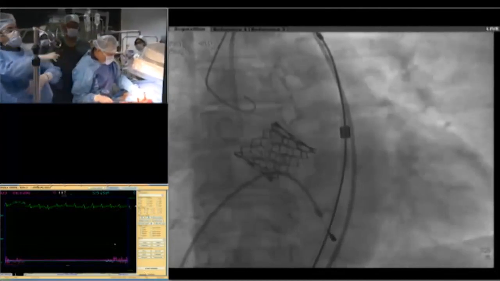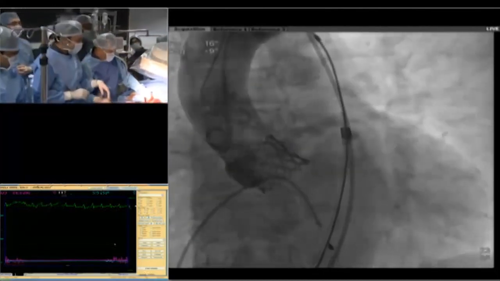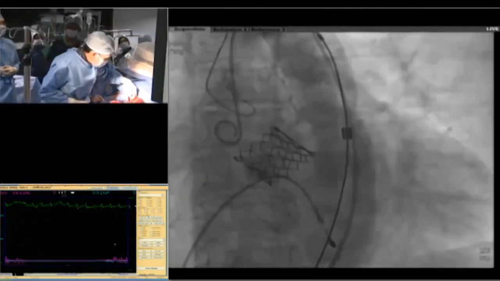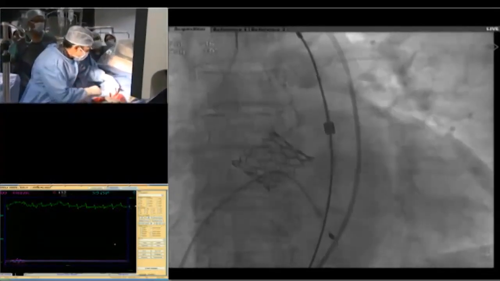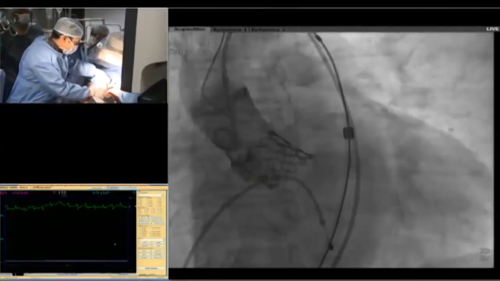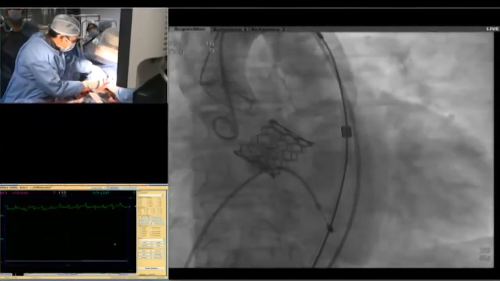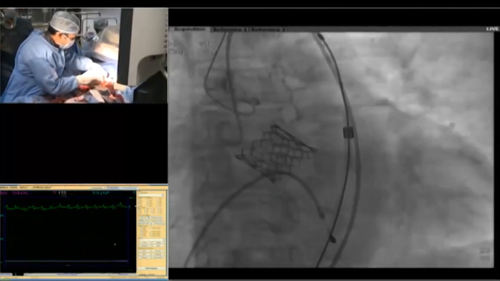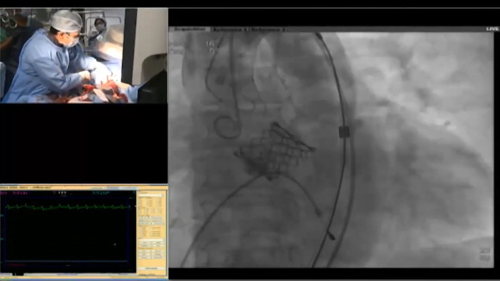Show us the previous picture. We need to put one more. The wire is lost there. So the wire is lost. No, so we can't put the ProGlide there. Yeah, that's okay. Do you want to deploy one? I have already deployed one. That's good. We'll wait. Just hold some pressure.